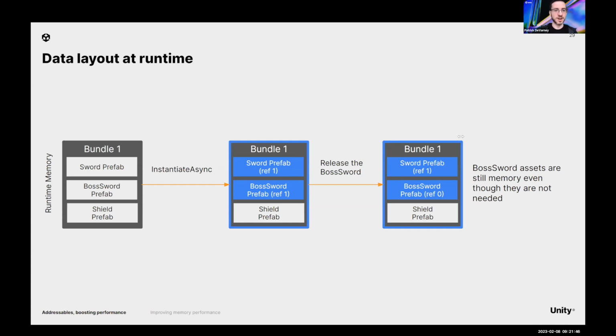Then the player fights the boss and defeats the boss. The sword disappears. We don't need it anymore. And we say, please release the boss sword. On the far right, the boss sword reference count goes down to 0, but we can see it's still loaded in memory. This is because everything in the bundle has to have a reference count of 0 to unload anything. And we can't unload the boss sword because the sword prefab still has a reference count of 1. So we can run into a problem where we have partially loaded bundles that have assets that are still sticking around because they start becoming dependent on each other.